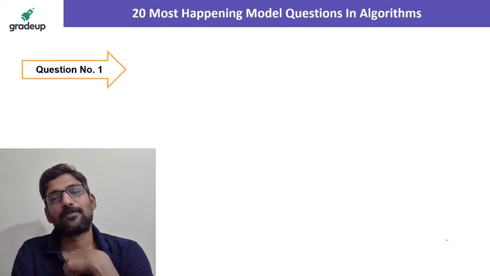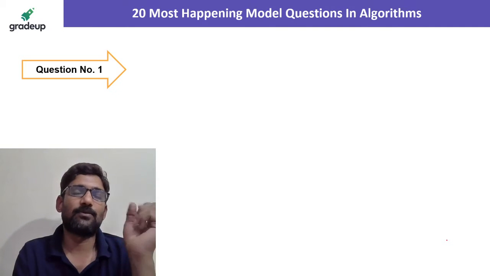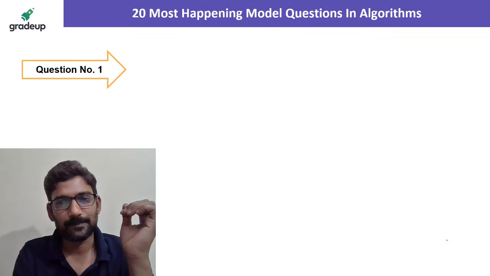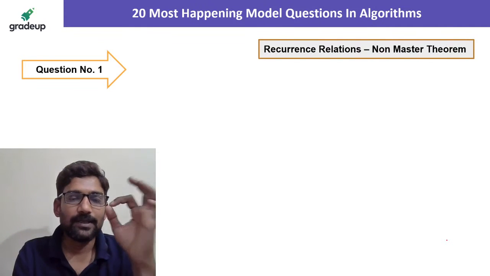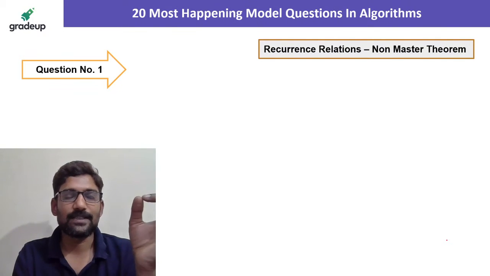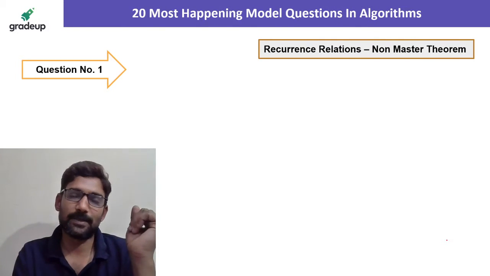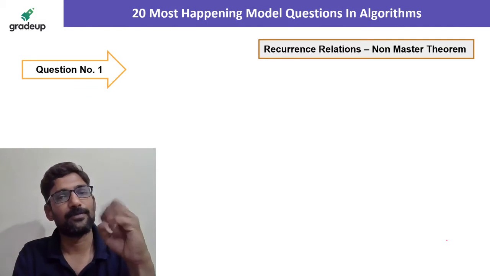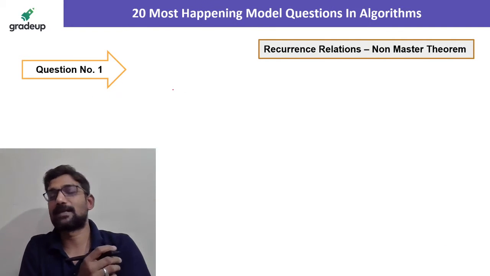So first, from algorithms, if you ask anybody what is the very important model question, definitely one will say recurrence relations. Here there are two possibilities. One is which you can apply master theorem, other is which you cannot apply master theorem. So the first model question that happens frequently is recurrence relation, which you cannot apply master theorem.